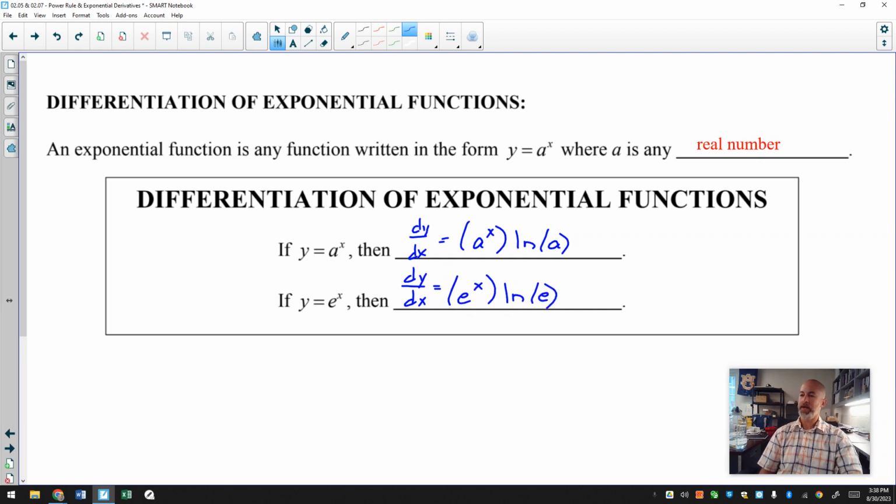And you may be wondering, why did I bother with a separate one for e to the x? Well, that's because the natural log of e actually cleans up quite nicely. The natural log of e is 1, and so the derivative of e to the x ends up being just e to the x. It is the only non-zero function, at least in AP calculus, that is its own derivative. And so there is your rule for the derivatives of exponentials.